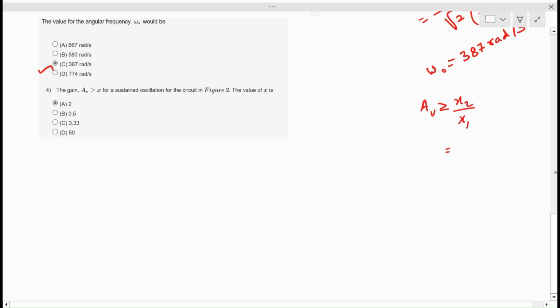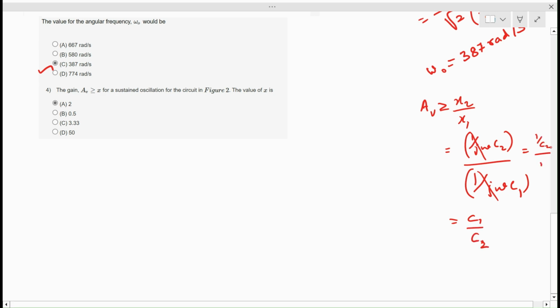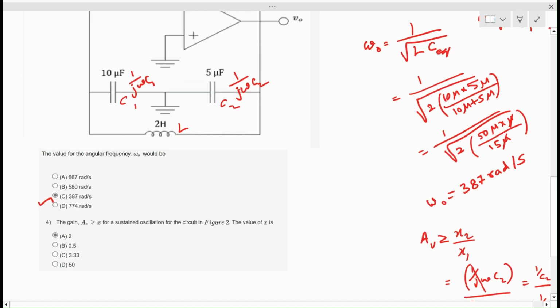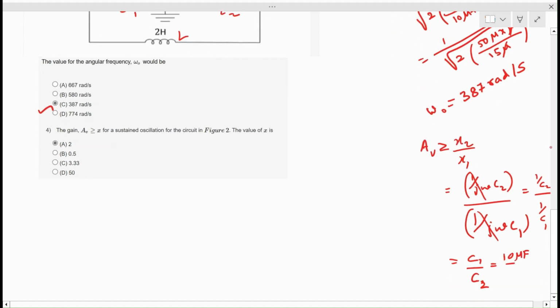And if I substitute that, 1 by j omega C2 by 1 by j omega C1. And 1 by j omega is getting cancelled. 1 by C2 by 1 by C1 is C1 by C2. What is C1 and what is C2 here? C1 is 10 microfarad, C2 is 5 microfarad. So 10 microfarad by 5 microfarad, 10 by 5 is 2. So the answer is 2.